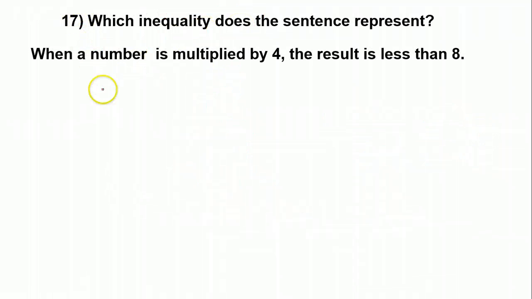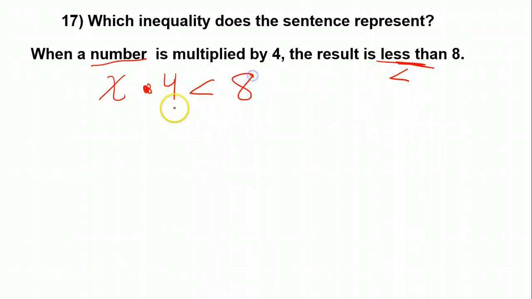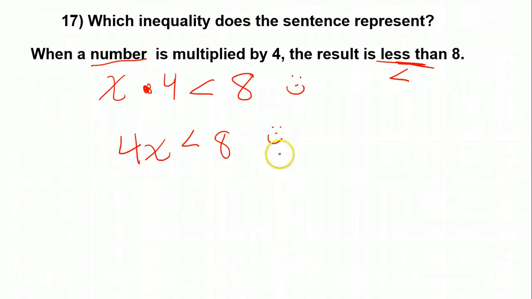We're almost there. Last 3 questions. So when a number is multiplied by 4, the result is less than x. So we're just going to write it out. We're not going to solve it. So this is when a number, x, is multiplied. I'm going to multiply by 4. The result is less than x. So less than 8. So you can write it out like this, or you can write it out like this. Either one is fine. Again, you do not have to solve it.